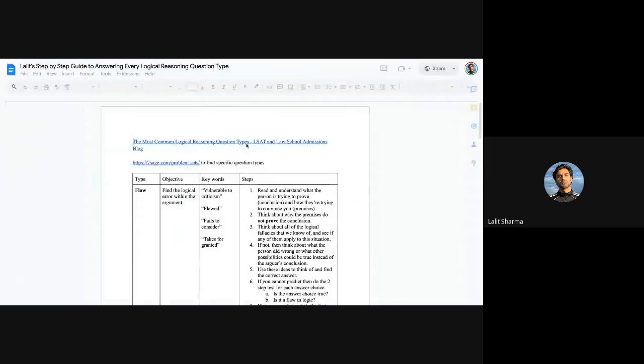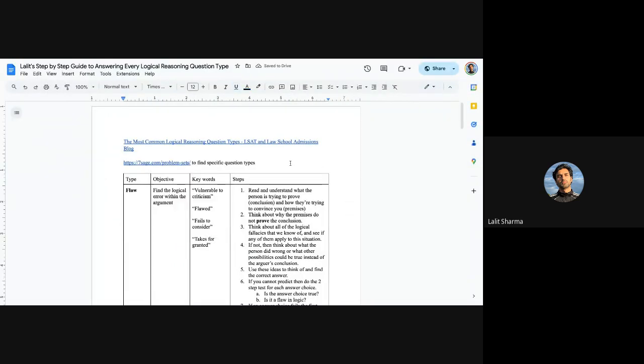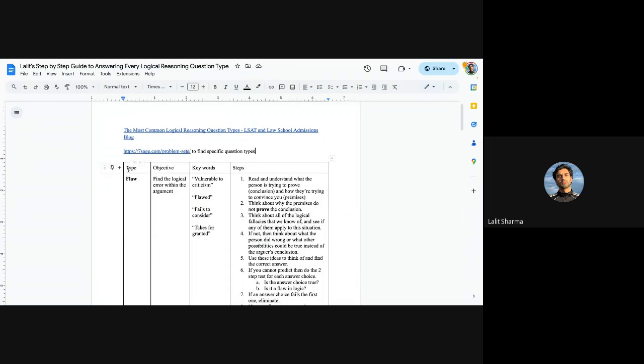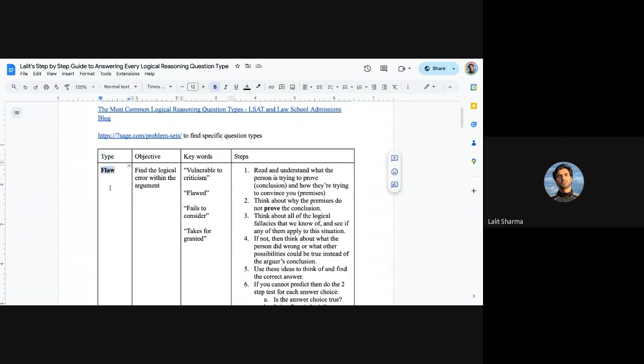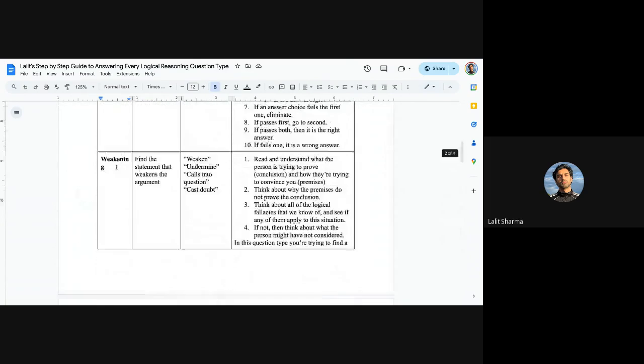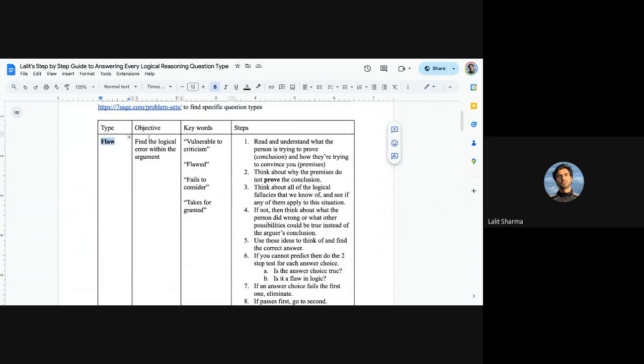In here, you'll find pretty much what you need for LR. So one thing you'll find is the step-by-step guide to answering every single logical reasoning question type. This is something that I made. And what it shows you, let me zoom in for you, is for each question type, so first you have flaw, then you have weakening, etc. It shows you what the objective of that question is. So for a flaw question, it's pretty straightforward, right? You just want to find what the logical error is in that question. The keywords to look out for.